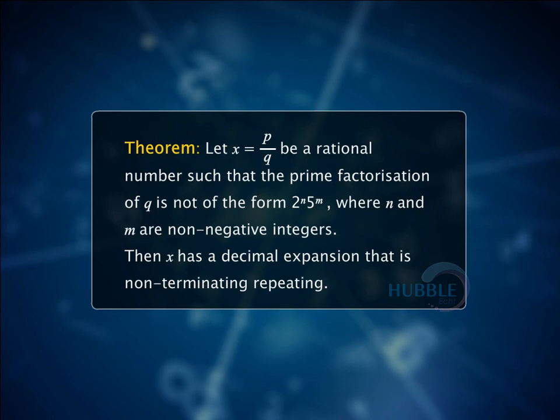Yes, we can write the result formally as: let x equals p over q be a rational number such that the prime factorization of q is not of the form 2 power n times 5 power m, where n and m are non-negative integers. Then x has a decimal expansion that is non-terminating, repeating.